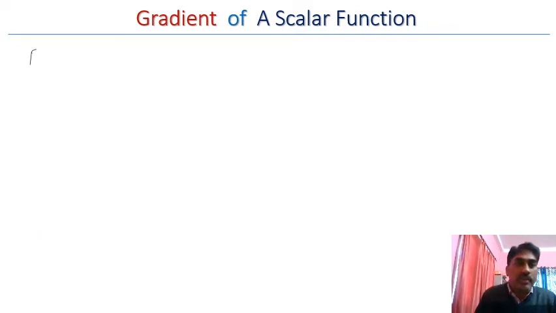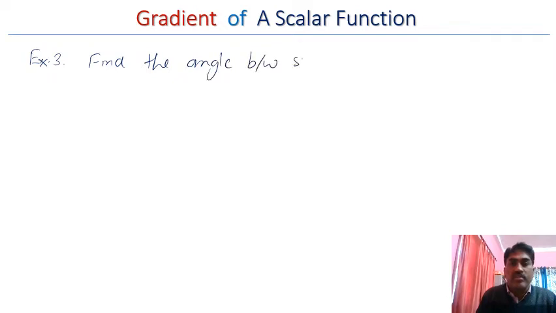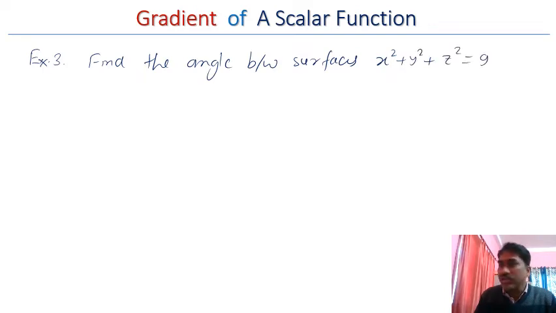And next example, example 3: find the angle between the surfaces x² + y² + z² = 9, which is a sphere, and z = x² + y² − 3.